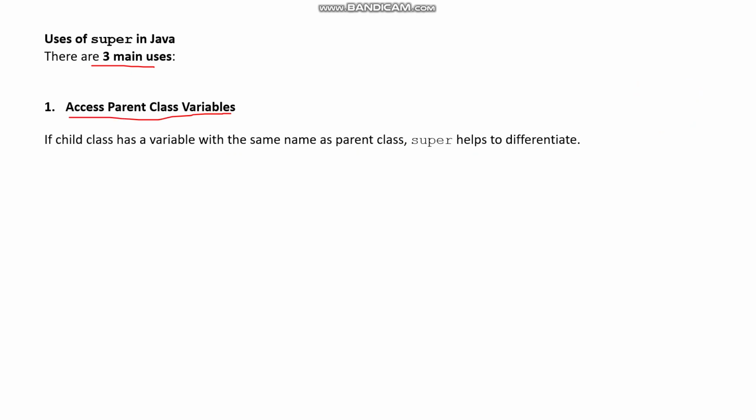If you want to access the parent class variables, at that time we need the super keyword, especially if the child class has a variable with the same name as the parent class. Whenever the child class variable name and the parent class variable name are both the same, to differentiate between the parent class variable name and the child class variable name, we are using the super keyword.